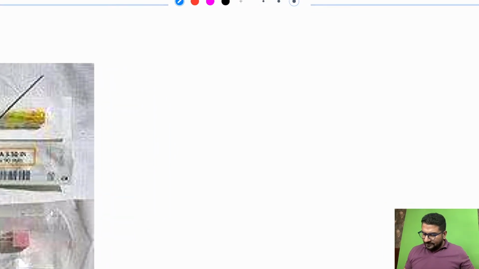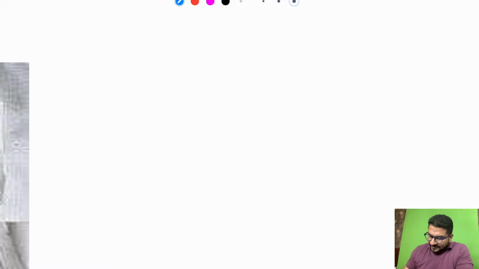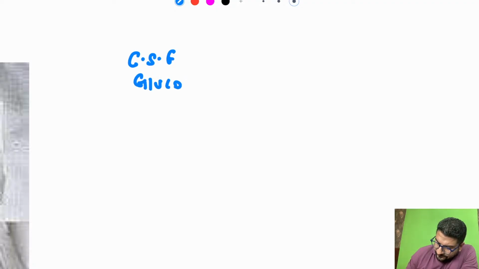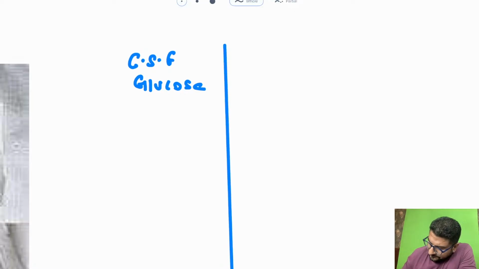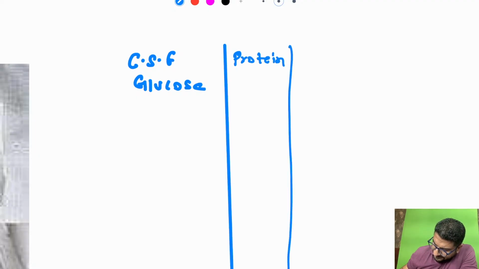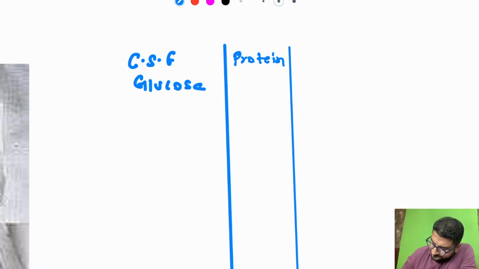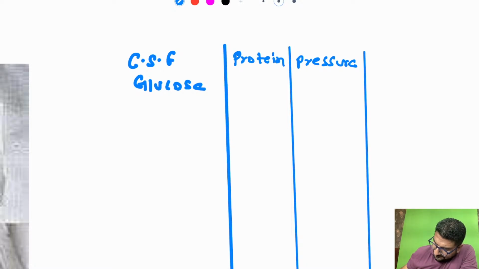So basically they ask you questions on CSF findings. In CSF, what are the parameters that we check? We check CSF glucose. Then what else do we check? We check CSF proteins. We check CSF pressure. We will check for cells.